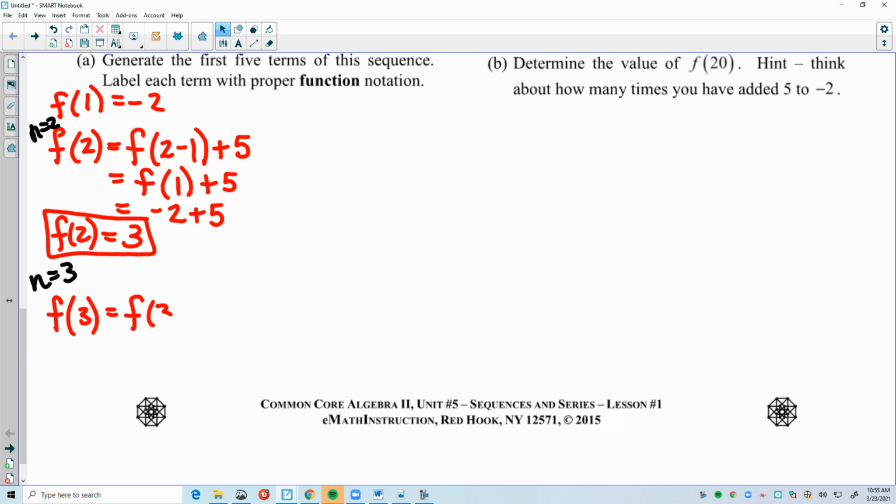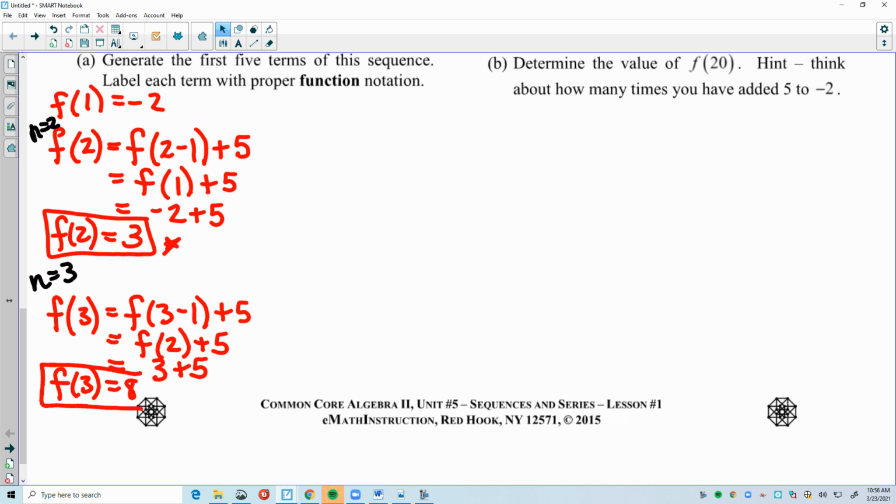So we have f of 3 equals f of 2 plus 5, which says I need the function defined at 2, and then I'm going to add 5 onto it. So the function defined at 2, we found back here, that was 3. Add on 5. And so now our third term has a value of 8.